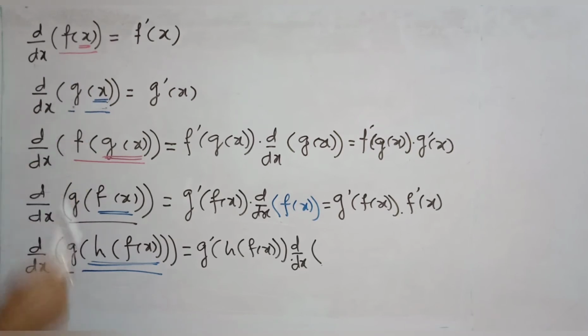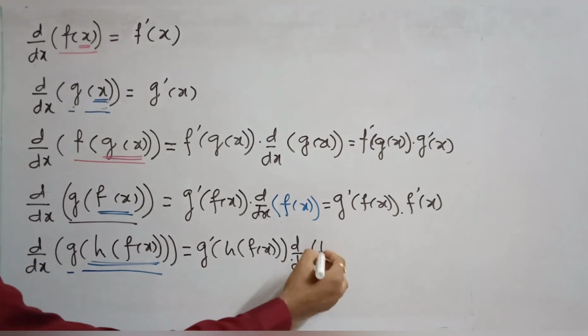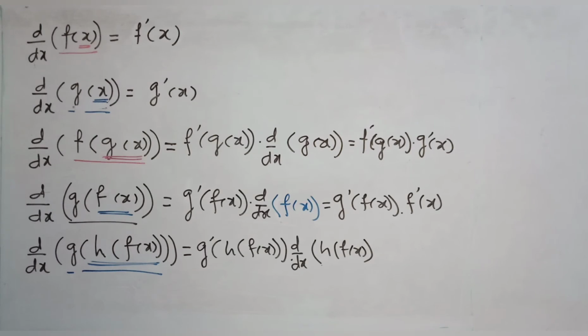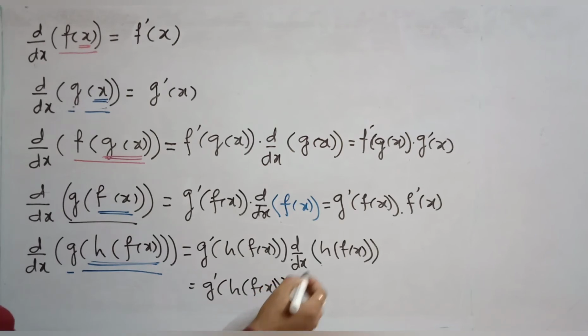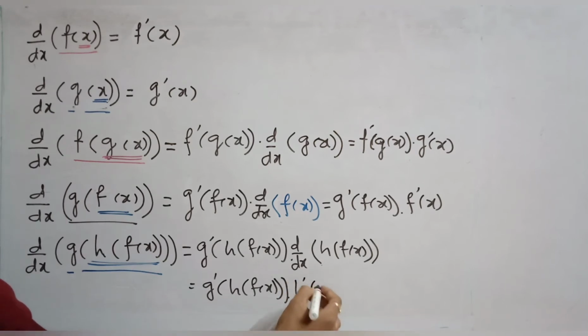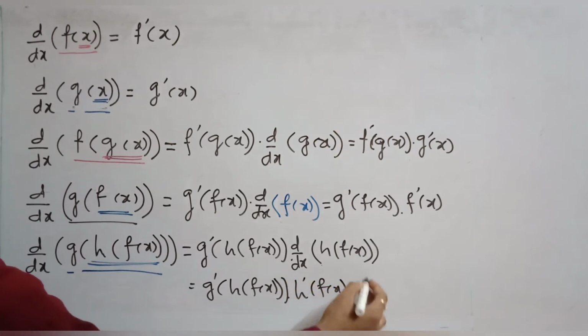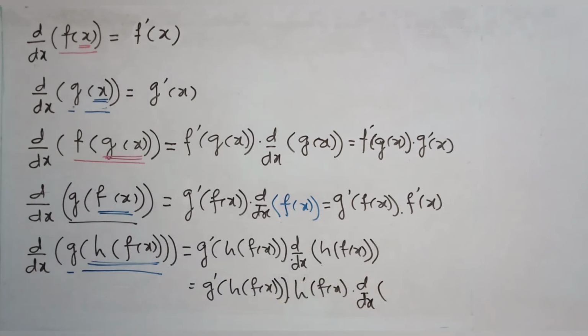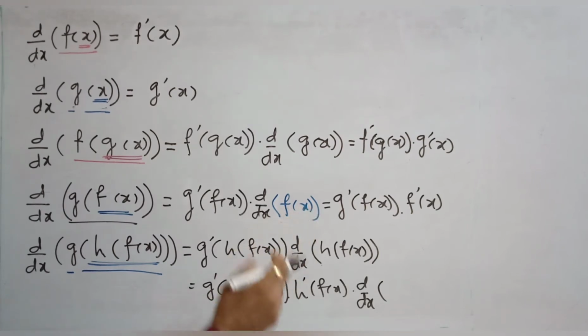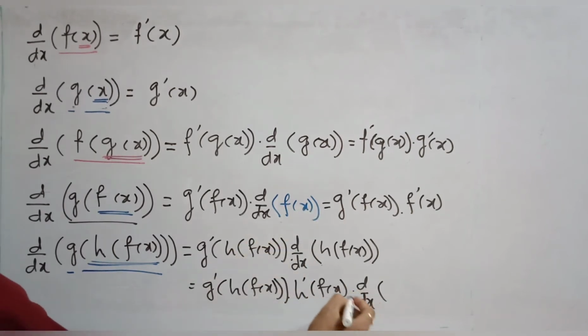So d by dx of h of f of x is g dash h of f x into d by dx of h of f x. H of f x's derivative is h dash f of x into d by dx of, you compared h of f x with h of x, so x was replaced by f x, so d by dx of f x.